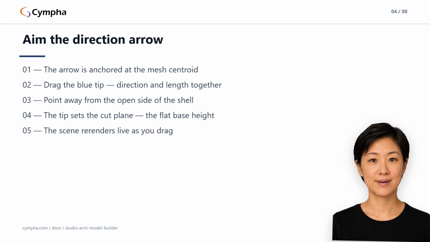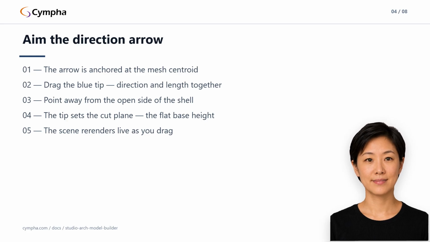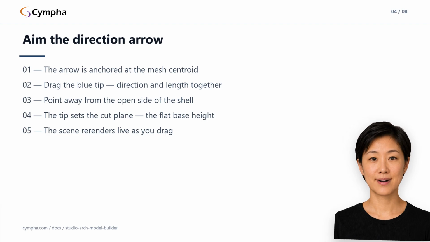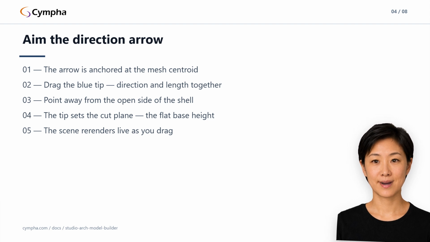If you used the tool earlier in the same session, it remembers the previous direction and length, so a follow-up arch reuses your setup. Dragging the blue tip sets 2 things at once: the direction of the extrusion and its length. Direction: point the arrow away from the open side of the shell. For an upper arch held occlusal up, that means pointing upward, toward the open boundary.